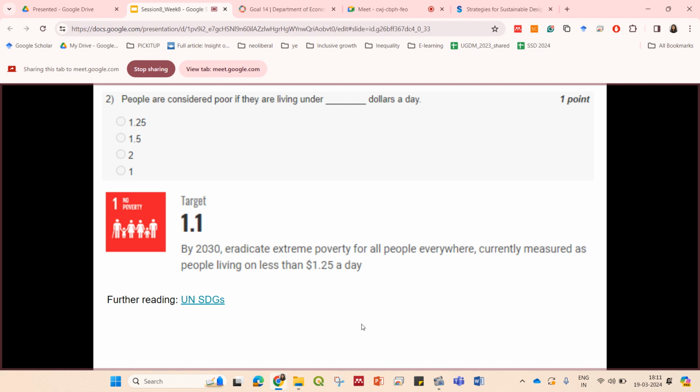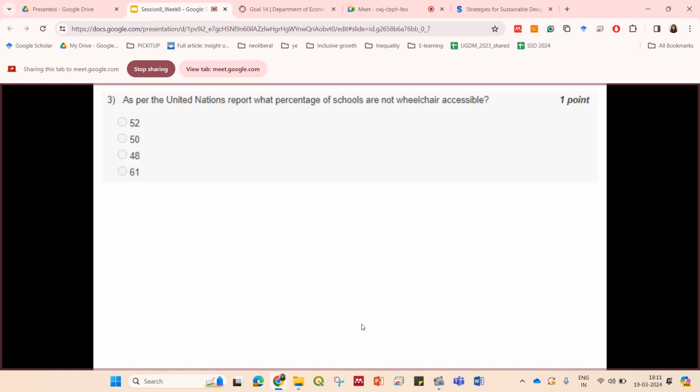So I hope this is clear as well. Moving on to the next question, which is: as per the United Nations report, what percentage of schools are not wheelchair accessible? And you have several options: 52%, 50%, 48%, or 61%.